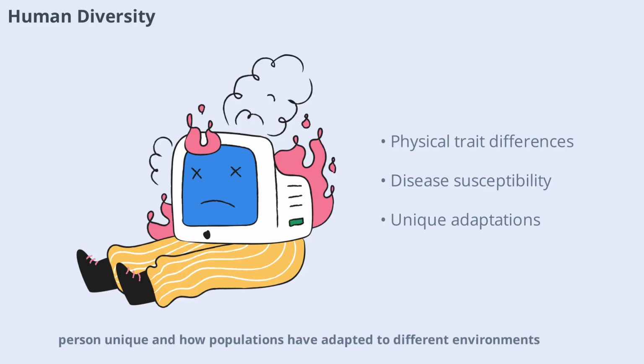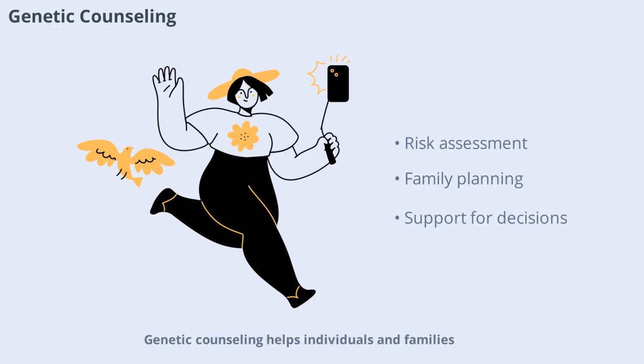Genetic counseling helps individuals and families understand the implications of mutations and polymorphisms. Counselors provide information about inherited conditions, disease risks, and testing options. This support is invaluable for making informed decisions about health, family planning, and managing genetic disorders.